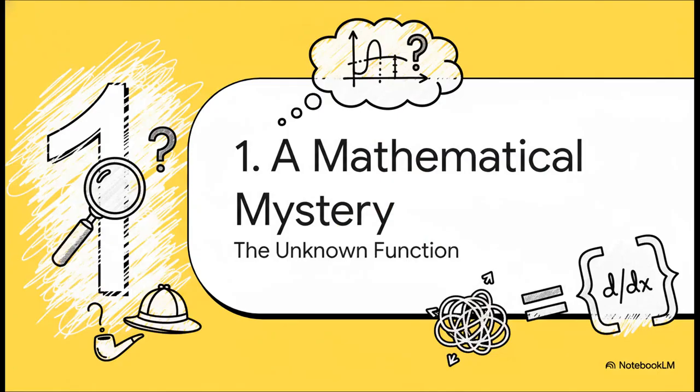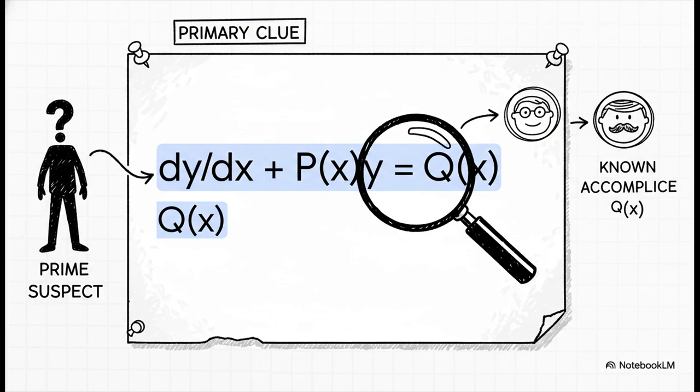All right, let's set the scene. Our culprit, the thing we're trying to track down, is an unknown function that we'll just call y. And all the clues we have to go on, they're all wrapped up inside this one thing called a differential equation. And this right here is our main piece of evidence. This equation is telling us a story. It says that the way our function y is changing, that's the dy over dx part, is connected to the function y itself, along with a couple of other functions, p of x and q of x. You can think of p and q as the known accomplices in this whole mystery.